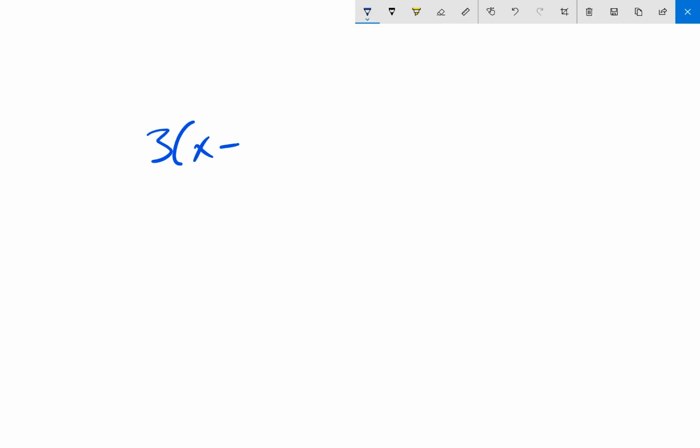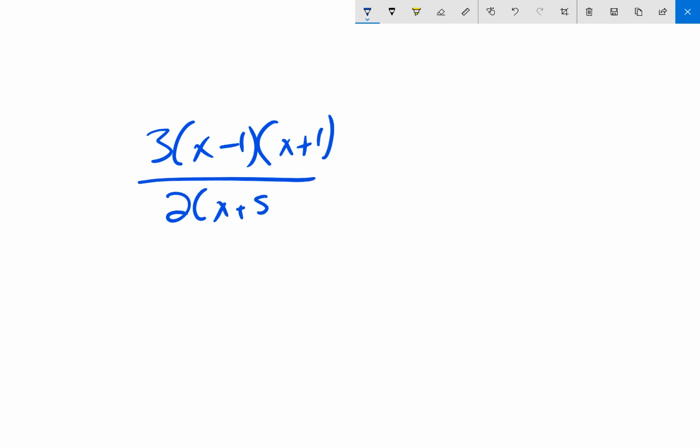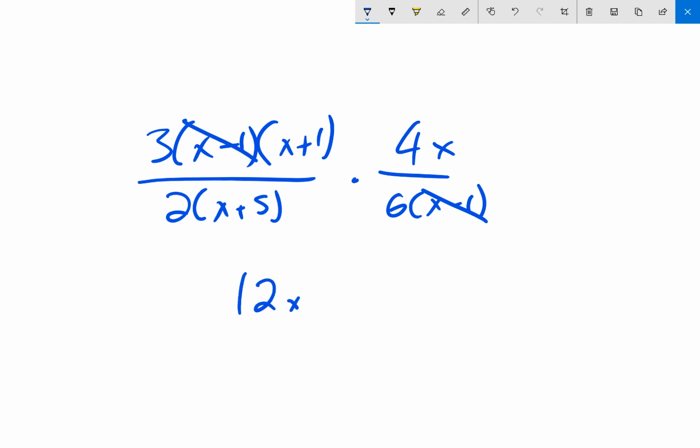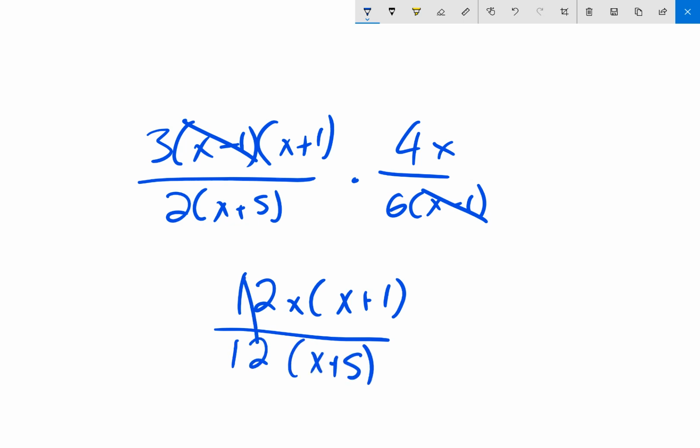So 3x minus 1, x plus 1 over 2x plus 5 times 4x over 6x minus 1. So cancel those. Let's just multiply across. So this will be 12x times x plus 1 over, oh yeah, I must have simplified or canceled something out wrong that I wasn't paying much attention to. On the bottom, 2 times 6 is 12, and then x plus 5. So yeah, that clears that up. So that'll be x plus 1 over x plus 5 as a result.